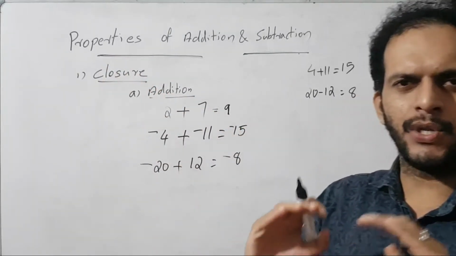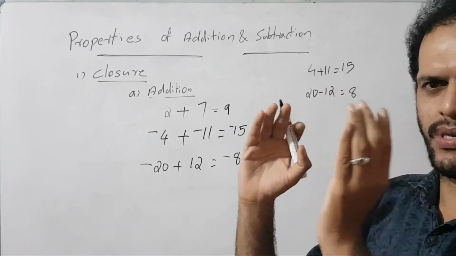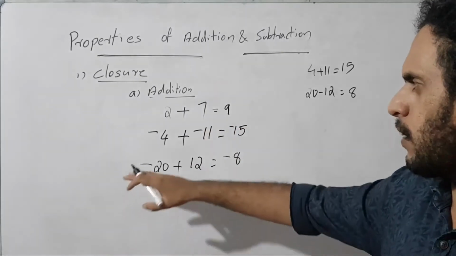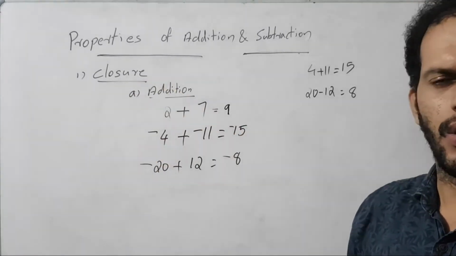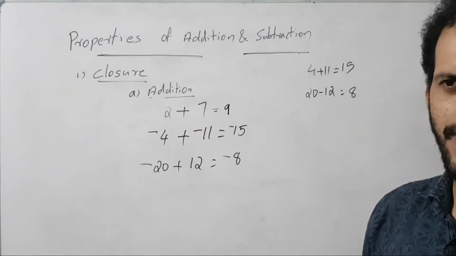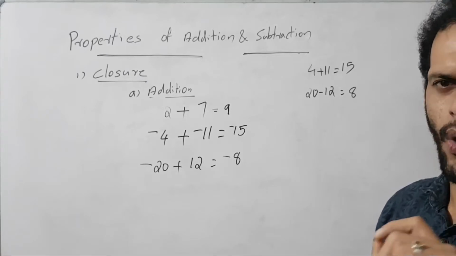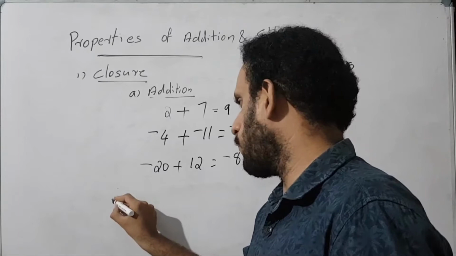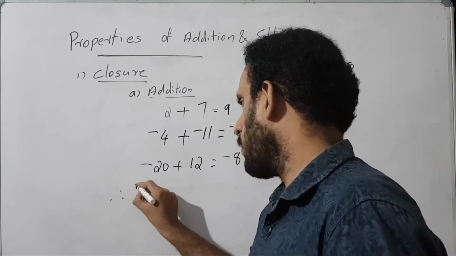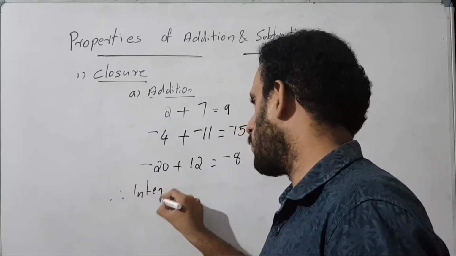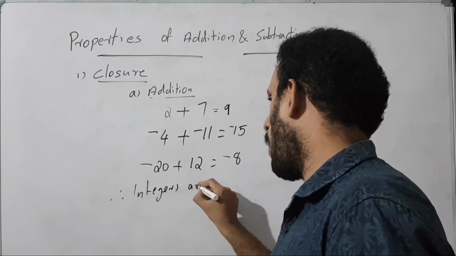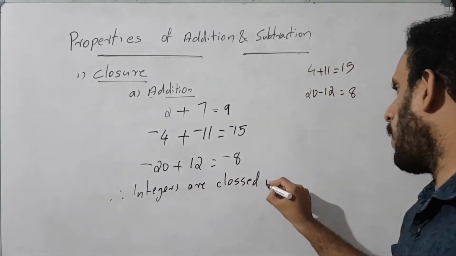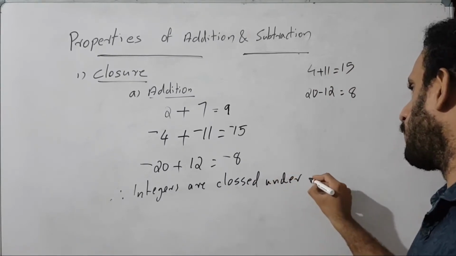If we add two integers, the result is also in the same category, integer. So we conclude addition satisfies the closure property. Integers are closed under addition. So we conclude, therefore, integers are closed under addition.